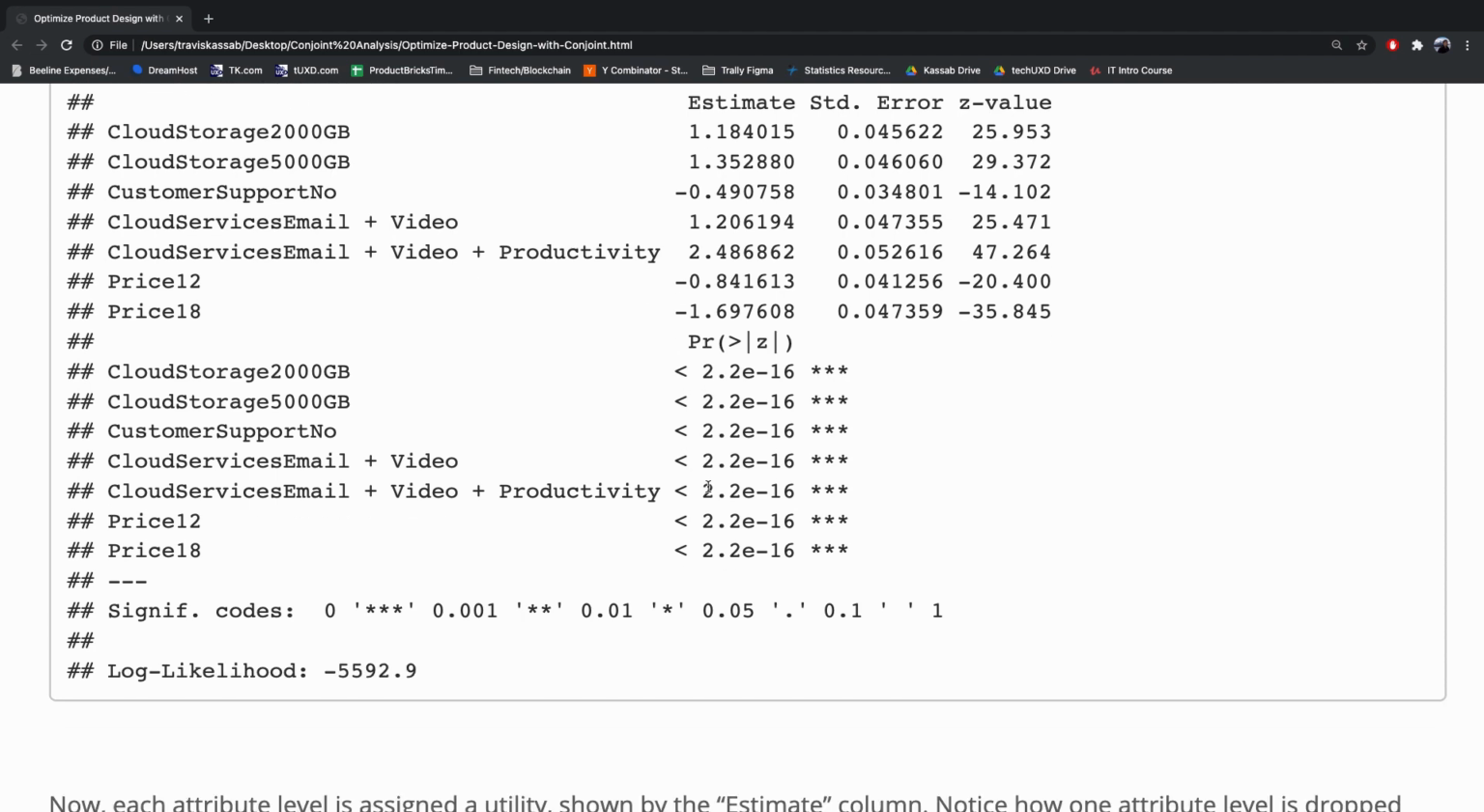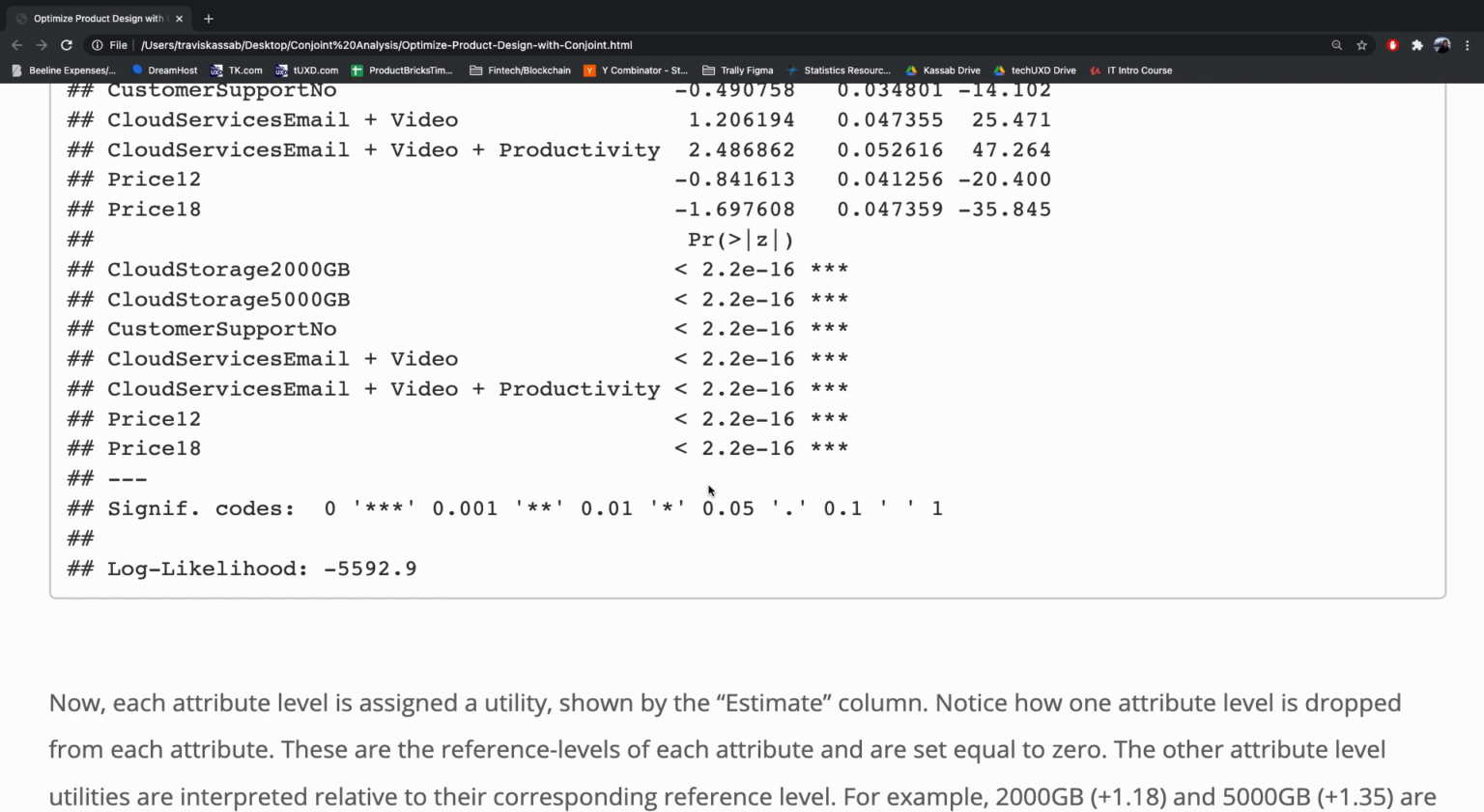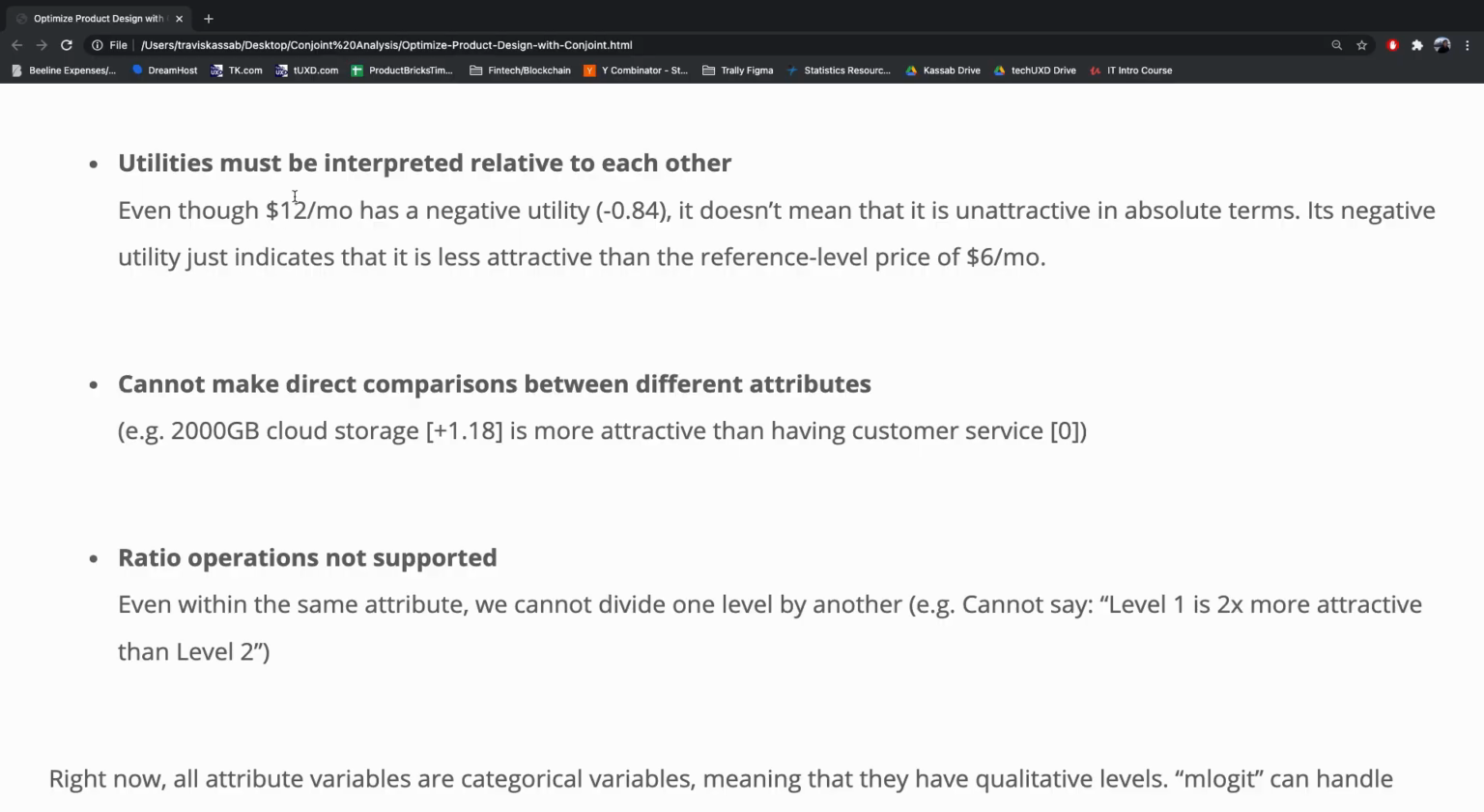This is similar to the count analysis. Good. So these are lining up here. So this is really important. Utilities are kind of an interesting data type to interpret and talk about. So when you're presenting these, I want to go over just some properties of utilities and how to interpret them. Utilities must be interpreted relative to each other.